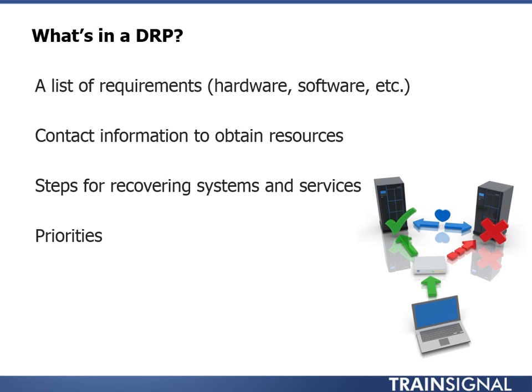The DRP will include contact information. You might not decide that you need to go out and buy extra servers so you have them handy, but you probably want to have the phone number of the guy who's going to sell you those servers. Maybe even some phone numbers for consultants who might be able to help you rebuild it. It's also going to have a step-by-step process for recovering everything.